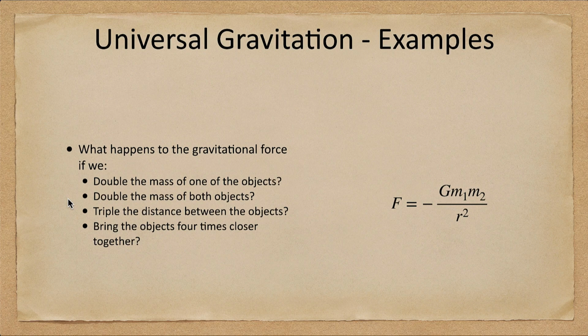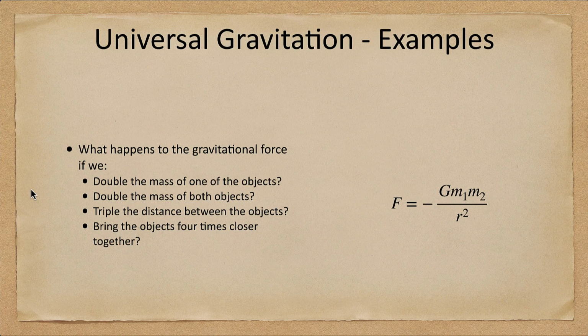Now we could look at a couple of examples here. What happens with this equation if we do a few things? These are some of the things that are reasonable to expect. You don't need to do the calculations to calculate the exact force for my class. But we can look at things like what happens if you double the mass of one or both objects? What if you triple the distance between them or bring them 4 times closer together? Let's look at those examples briefly.